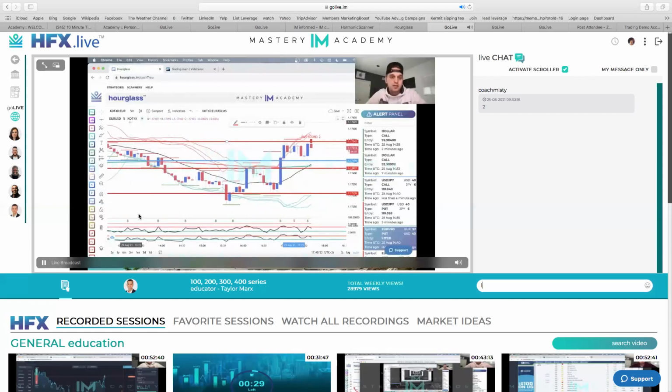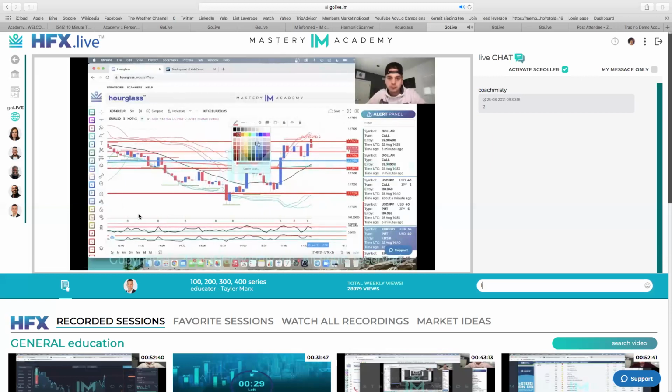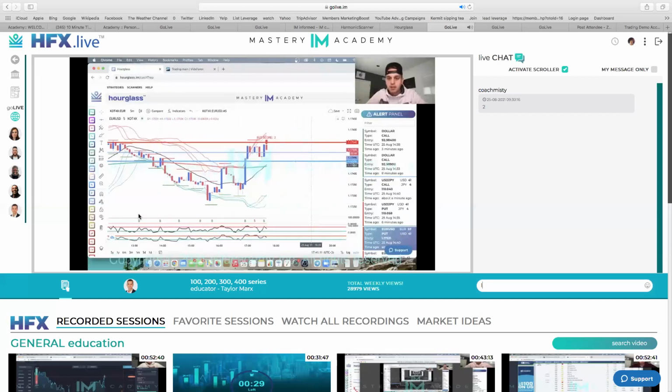Where do I see this coming to next? Well, honestly, I think it's going to come to this area right here. I think that Euro USD is going to come down to this support level here. And then we are going to get that up arrow.